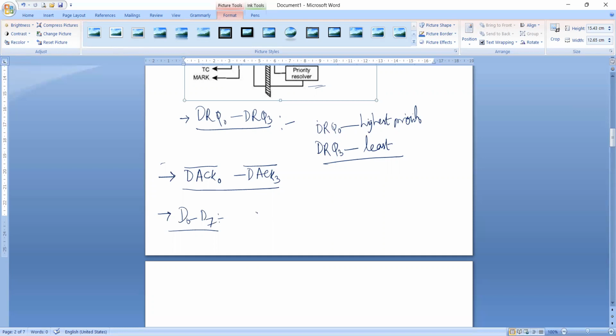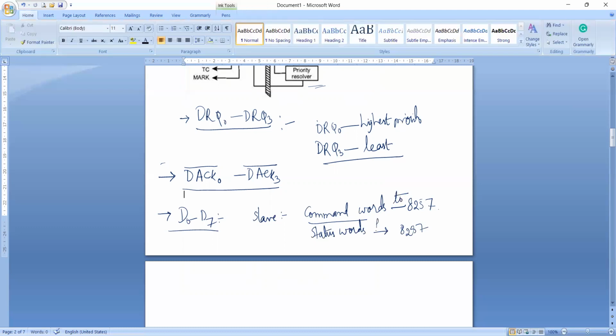What happens in slave mode? It carries command words to 8257 and status words from 8257. So, command words to 8257 and status words from 8257 under slave mode.